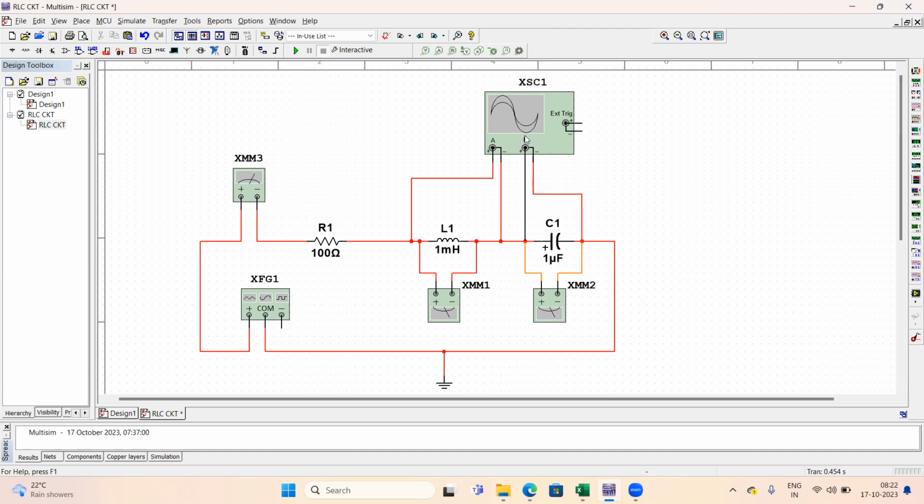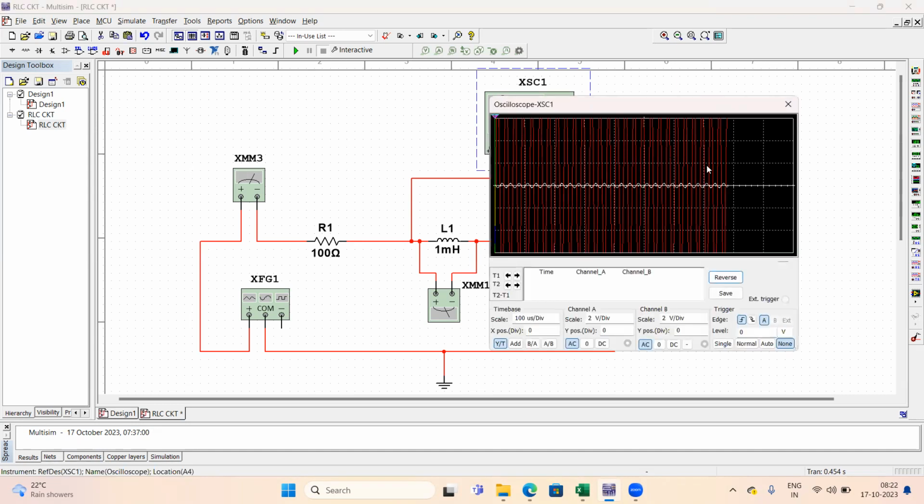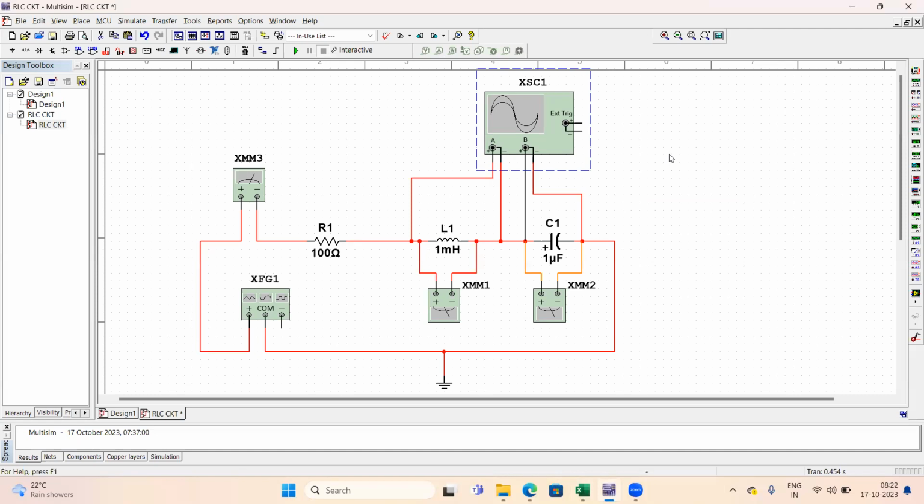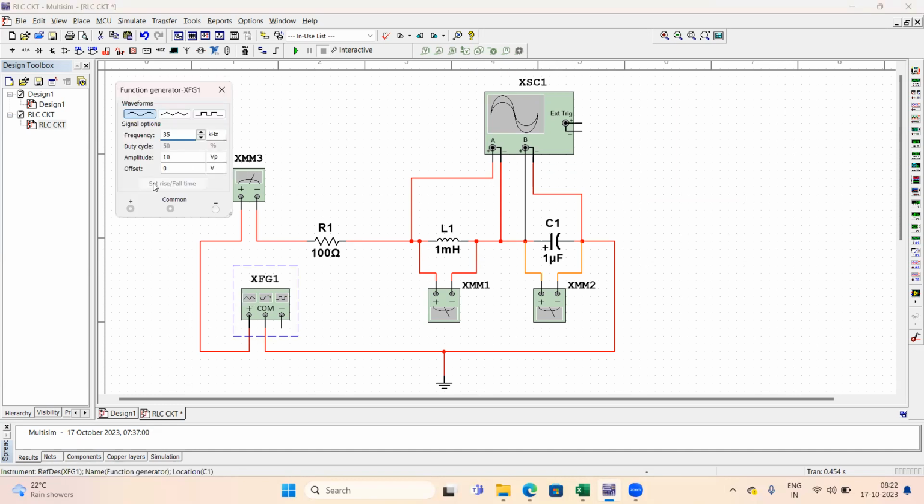Here I have also connected the oscilloscope to visualize the signal. You can visualize what kind of waveform is coming across these two components. So if we start this experiment, see here I have connected one function generator.